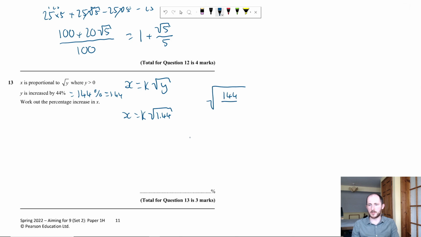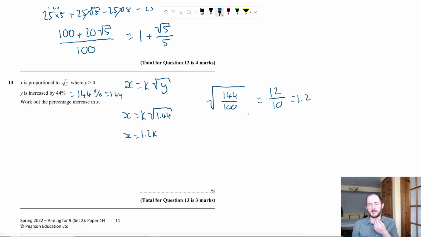Can you see how those two lines are the same? Right? 1.44 is the same as 144 over 100. And I'm square rooting both of them. So, square root of 144 is 12. Square root of 100 is 10. So in other words, it equals 1.2. So x is equal to 1.2 times k.